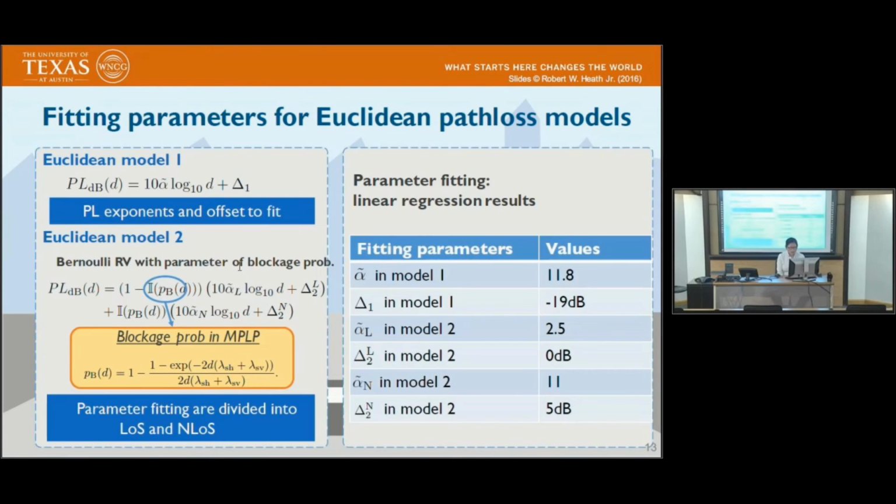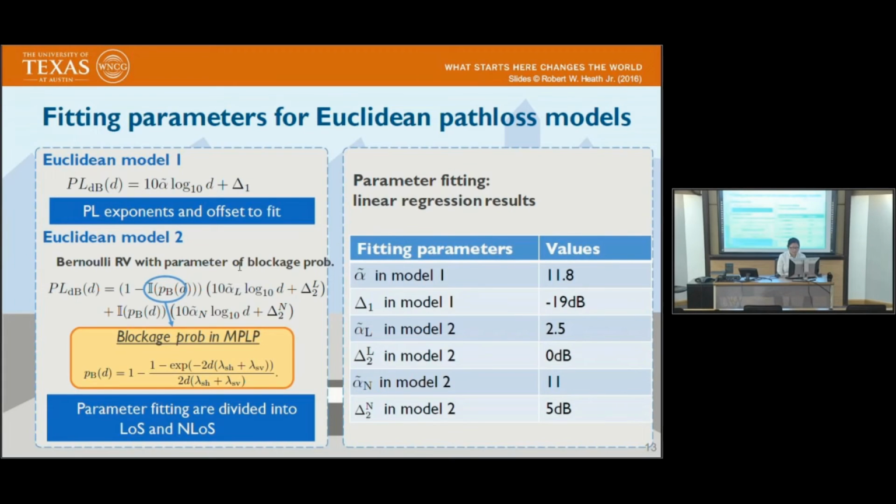So in the numerical results, we first feed parameters from our pathloss model to some prior work on the Euclidean pathloss model. The main idea is that we generate a lot of points randomly dropped on the network, and then we calculate a set of pathloss values based on the Manhattan distance pathloss model. And then we feed these results to two Euclidean models.